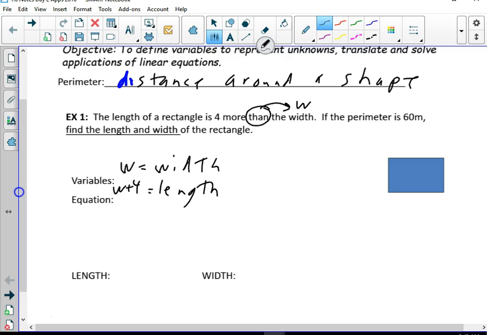Do we know what the width is? We don't know what the width is. So we use the letter W. So if it's 4 more than the width, and we call the width W, it's 4 more than W. Okay? Does that make sense? So the width is W, and this is W plus 4.